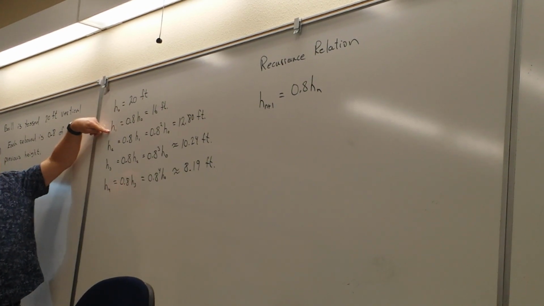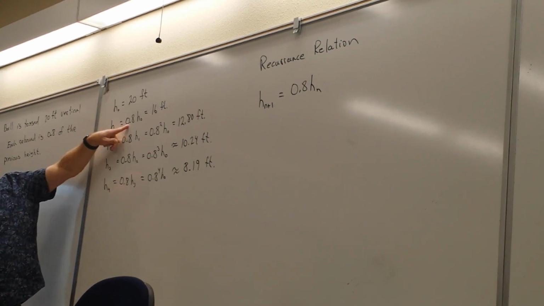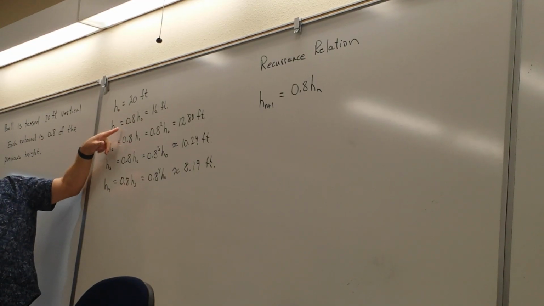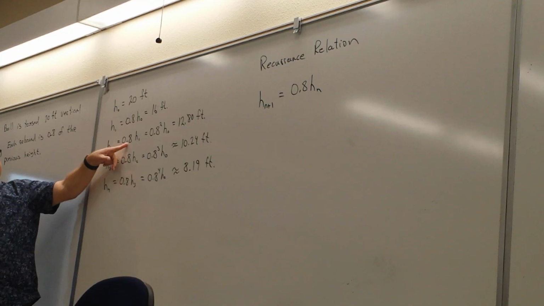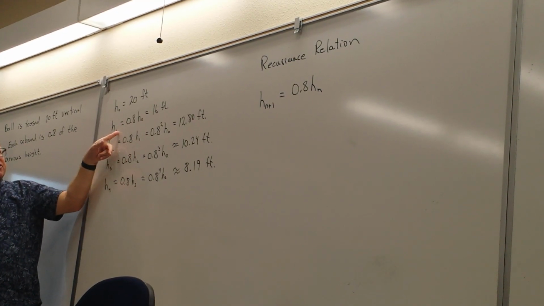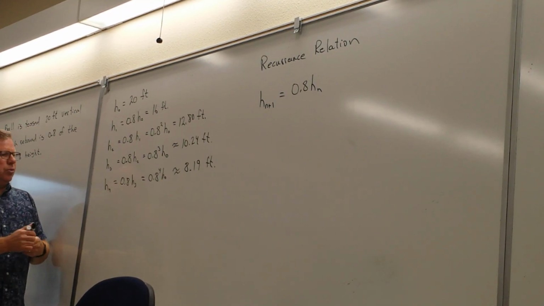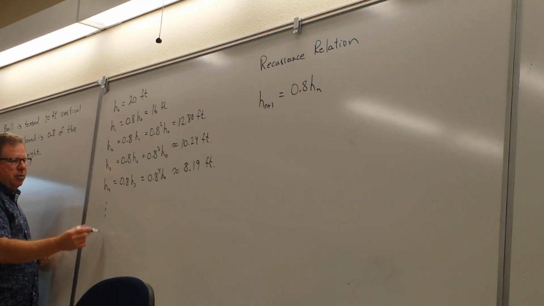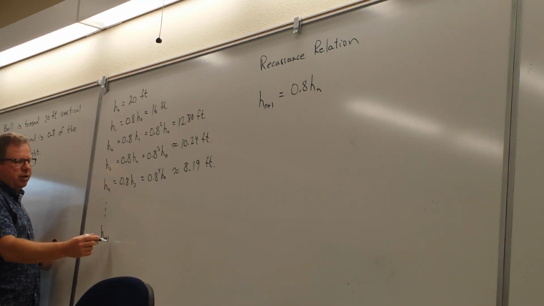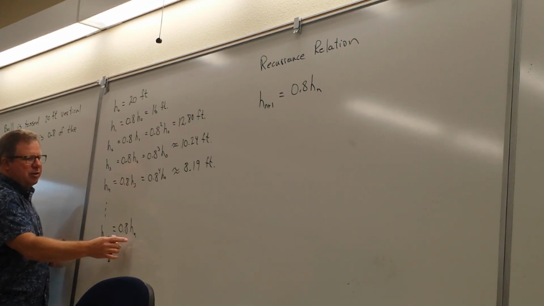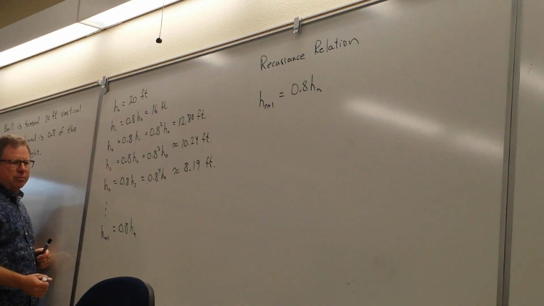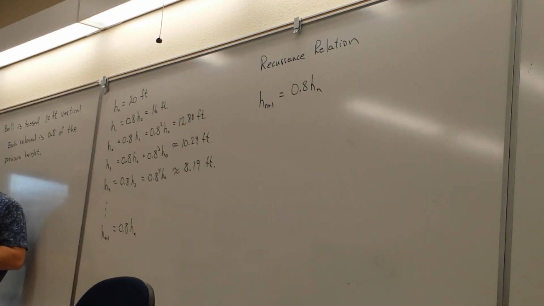Here, h sub 1 is 0.8 times h sub 0, the previous term. H sub 2 is 0.8 times h sub 1, the previous term. So h sub n plus 1 is 0.8 times h sub n, the previous term. You see it? Any questions there?